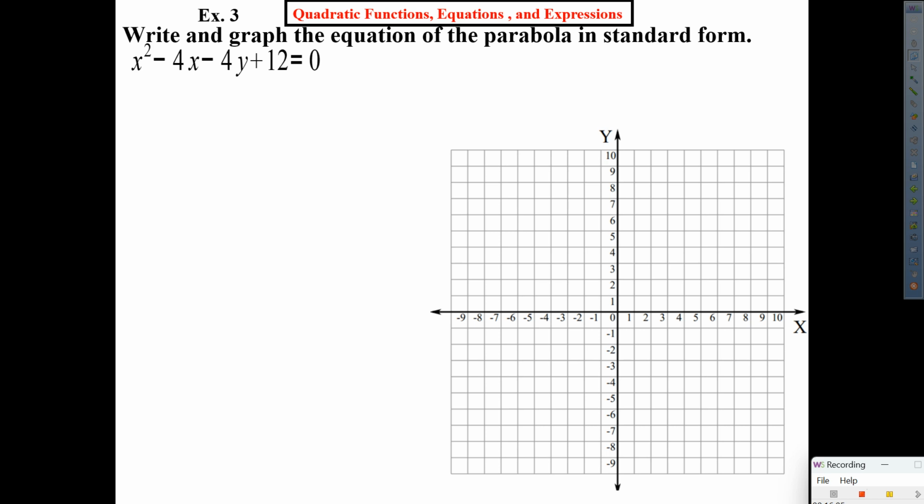Example number 3 reads: write and graph the equation of the parabola in standard form. x squared minus 4x minus 4y plus 12 equals 0. Copy that.